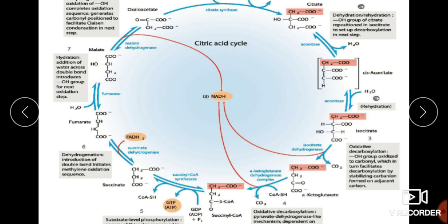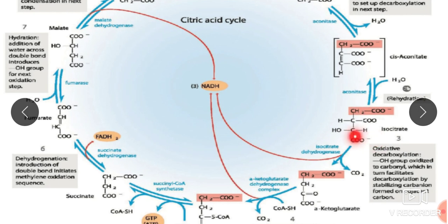In this step, an OH group is oxidized to a carbonyl, and in turn it facilitates a decarboxylation by stabilizing a carbanion formed on an adjacent carbon. Overall, in this reaction, a COOH group is removed, and a hydrogen atom removed from isocitrate is accepted by NAD and leads to the formation of NADH.